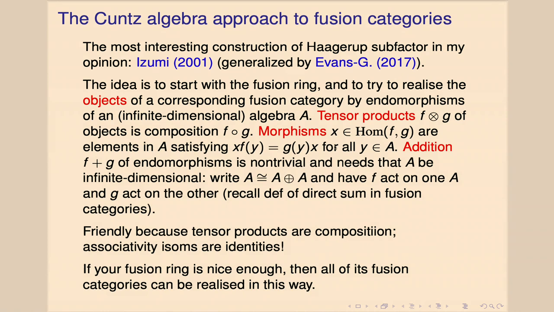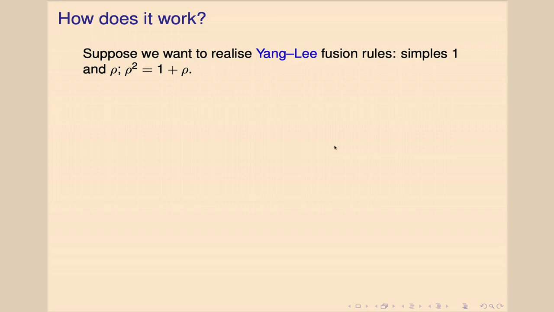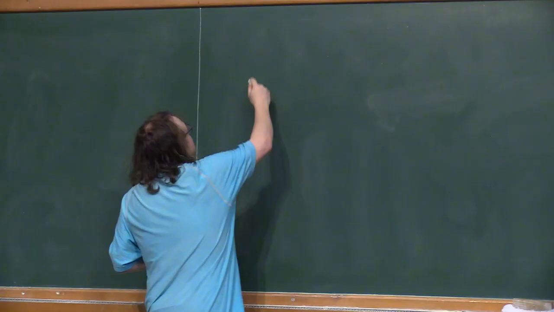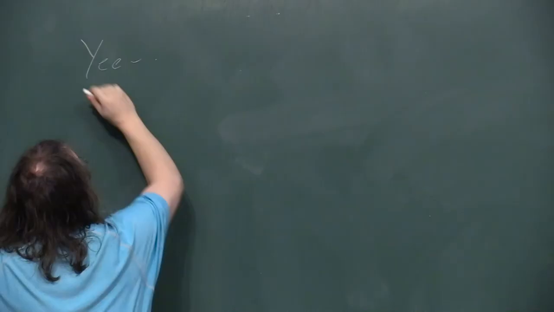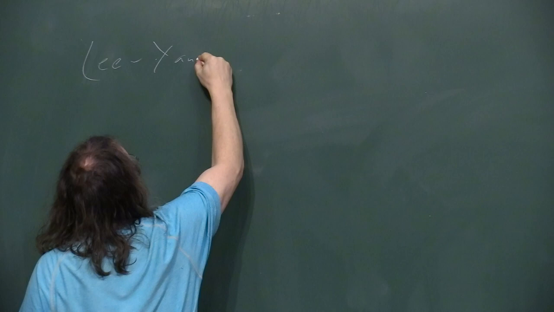Okay. So let's do a concrete example. We start with a fusion ring. So you start with the combinatorial side. For fusion categories, the combinatorics is a fusion ring. Here we're going to do pretty much the simplest fusion ring that there is. This is called the Yang-Lee model.